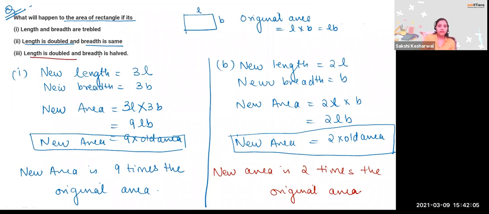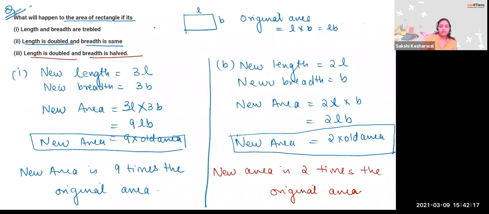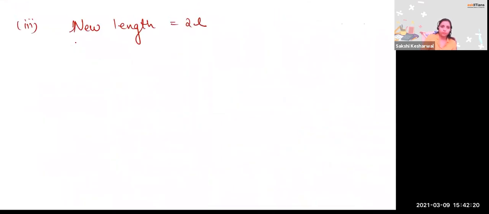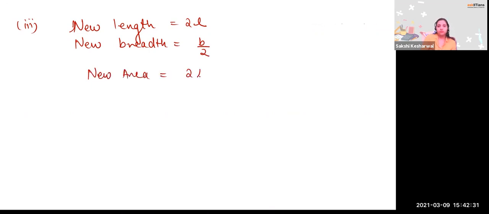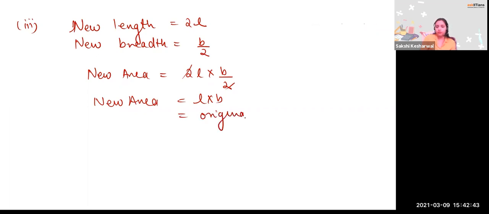Right, now let's come to the third part. The third part says that the length is doubled and the breadth is halved, right? So the new length is going to be what, beta? The new length is double, it's 2L, right? And the new breadth is equal to how much? Half, that's B by 2. So your new area is equal to 2 times L into B by 2. So you see this 2 and 2 cancel. So the new area is equal to L into B, right or not? Which is equal to the original area, right or not? Original area.